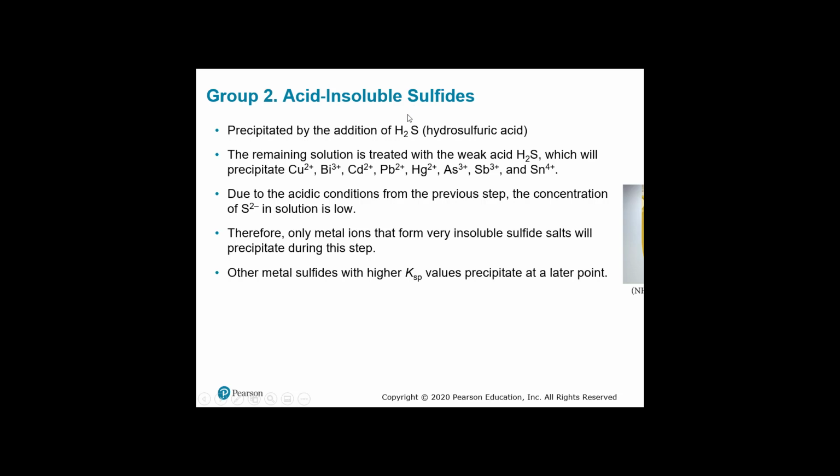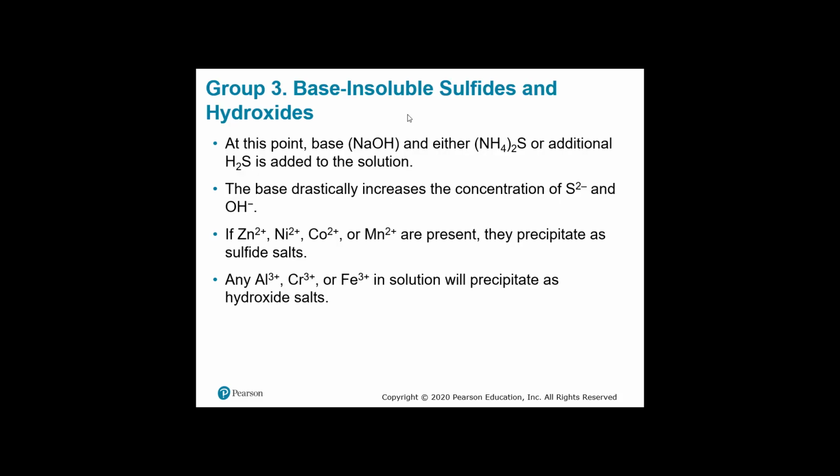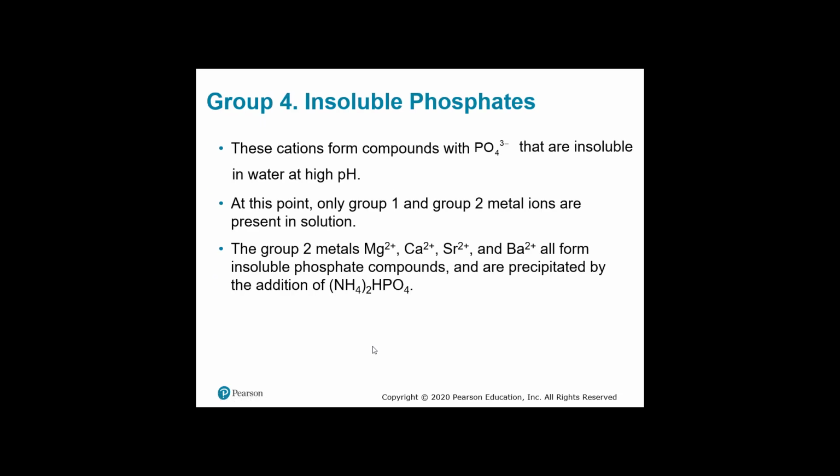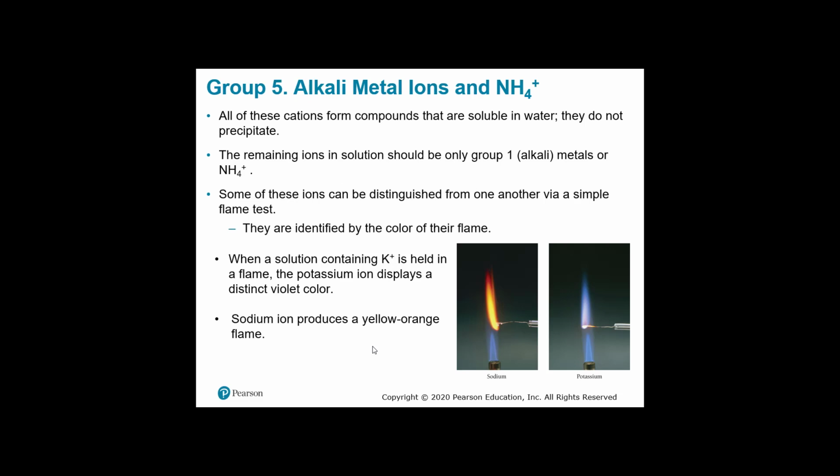Now, the next step is the acid insoluble sulfides in weak acid conditions. Then the next one is base insoluble sulfides, so addition of a base like sodium hydroxide, and then diammonium sulfide or H2S, and then it deals with these here that if they precipitate out. Then we have insoluble phosphates, and this gives the information I just went over. And then at the end, these are the ones that did not precipitate out.